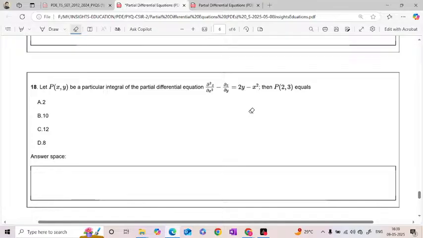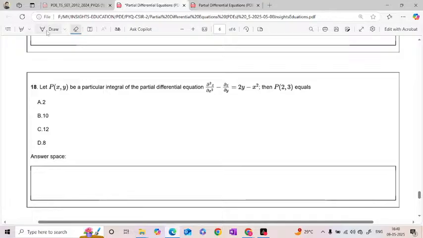If p is the particular integral of the partial differential equation dou square z by dou x square and dou z by dou y is equal to 2y minus x square. Now which one is the correct particular integral?